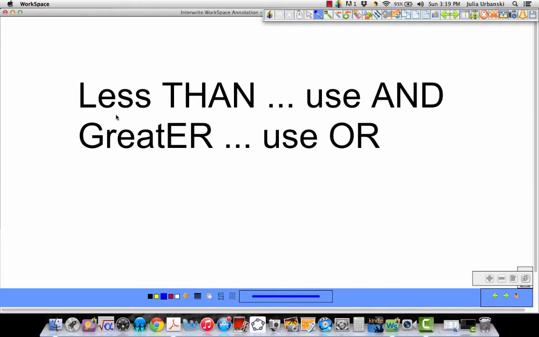And here's the rule in general. Less than means you use and. They kind of rhyme, than and and. Greater means you use or, and they kind of sound the same. So that's how you're going to know which kind of a statement to make and what your graph is going to look like. Less than means and, greater means or.